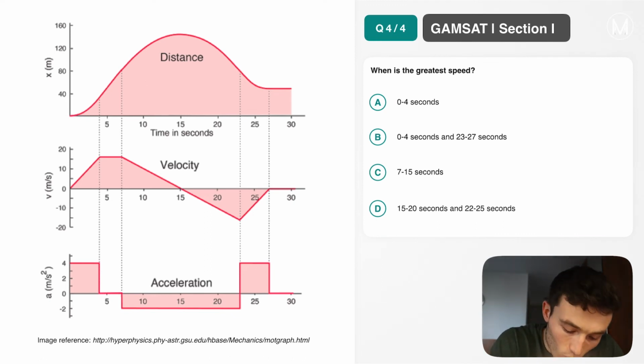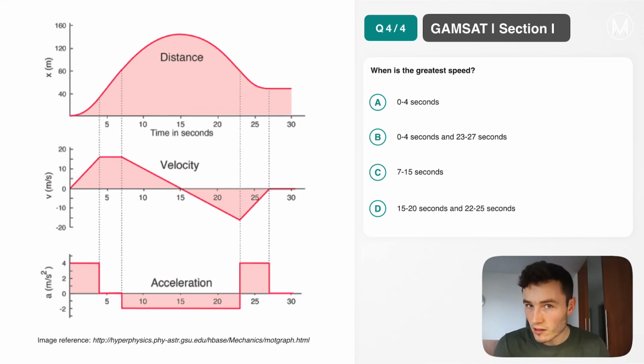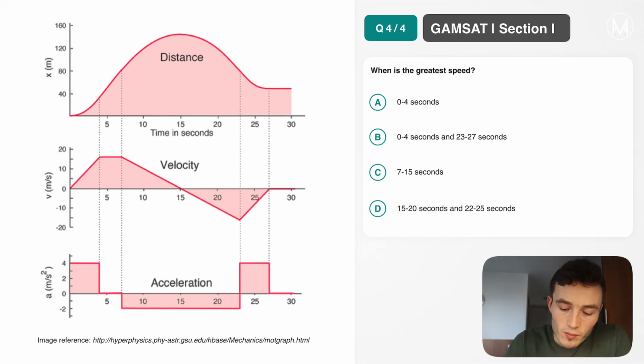So, when is the greatest speed? Now, this is an interesting question. Technically, the greatest speed would be at the highest velocity. Now, when does that happen? Your greatest speed is, as I say, technically when you've got your highest velocity, and also the slope on the distance-time graph would be quite high at that point.